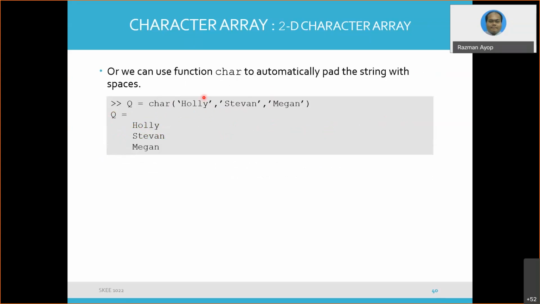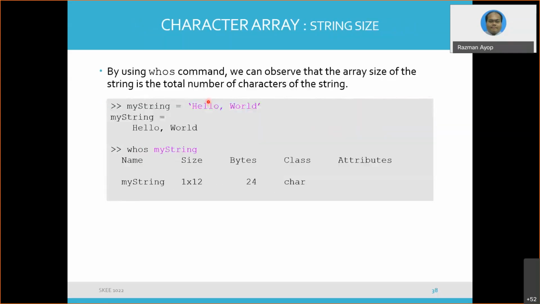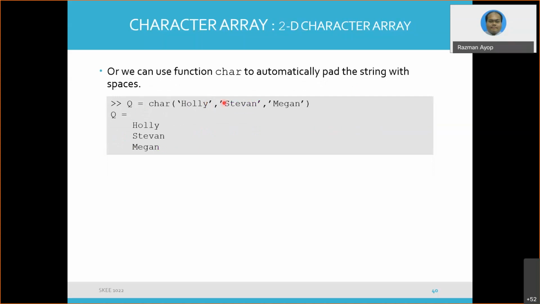Or if you don't want to do that, you can just use this command, char. Automatically it will add spaces. So just q equals char and then open bracket. Don't forget the, what do you call it, quotation mark and comma. Basically it will automatically make sure that the dimensions are all the same.